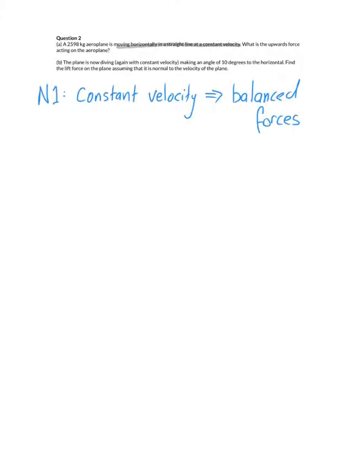Question 2. Here we see an aeroplane that is travelling horizontally in a straight line at constant velocity. Newton 1 tells us in these situations that we have balanced forces. So if we consider our aeroplane moving at a constant horizontal velocity v, what I want to do is draw a free body diagram for the aeroplane.